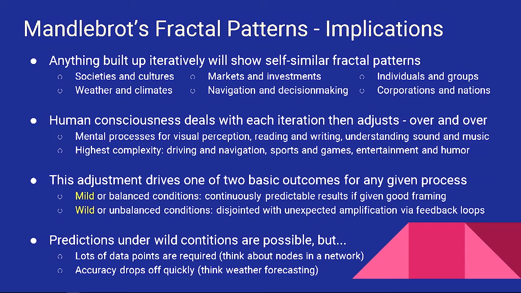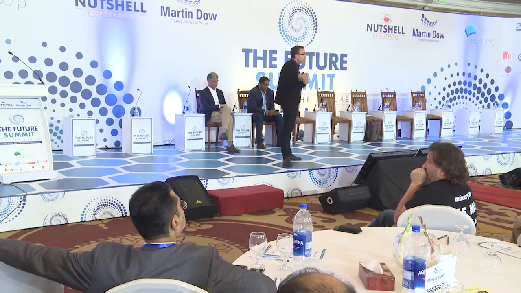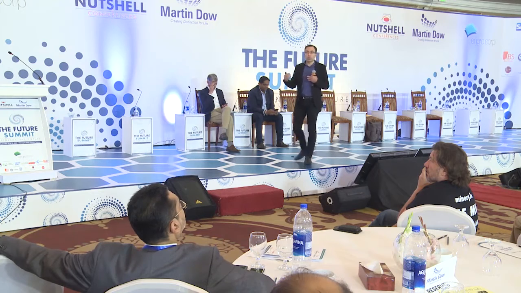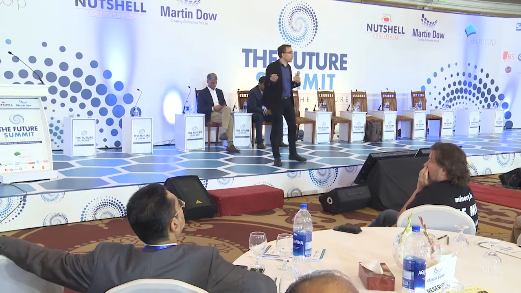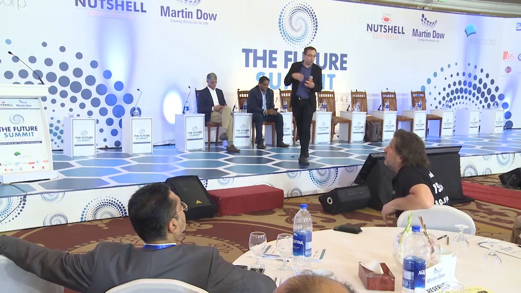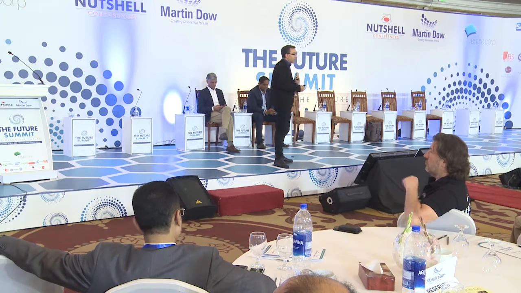What are the implications of this? How do we use that to more effectively create value and build networks, right? There are some really simple implications here. First of all, anything that is built up iteratively is going to show fractal patterns. In other words, the weather: the input to tomorrow's weather is today's weather. In fact, it's continuously input. Markets are the same way, right? Individuals, groups, corporations, nations, all of these things are fractal in nature.